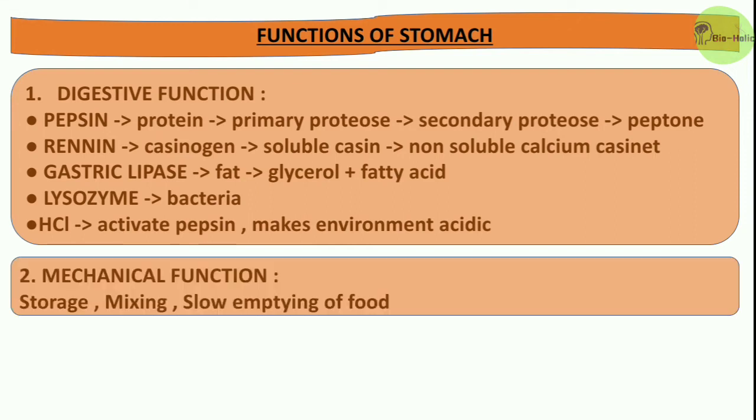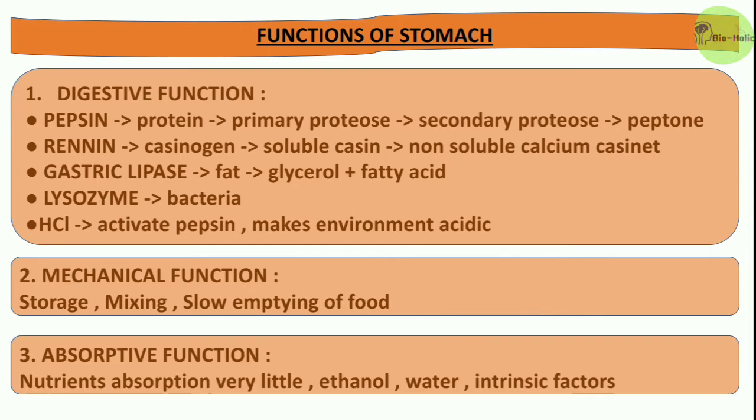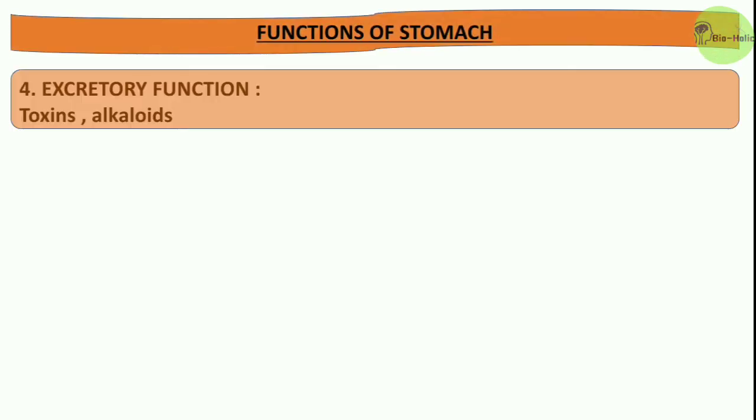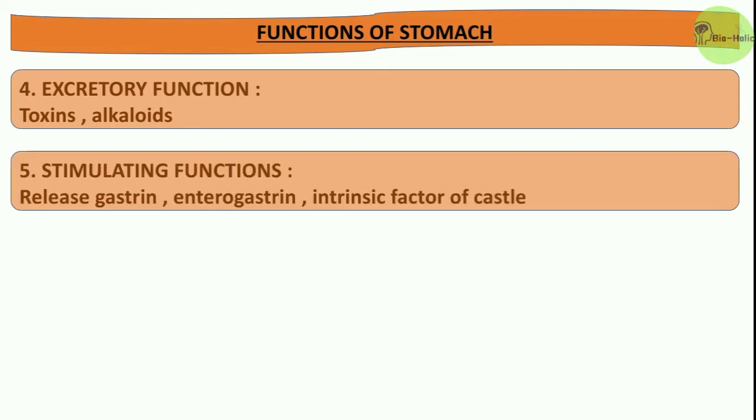Second function is the mechanical function. It includes the storage, mixing and slow emptying of food, which is already discussed before. Third is the absorptive function. The nutrient absorption that happens in the stomach is a very little amount. Some ethanol, water and intrinsic factors are absorbed here. Number 4 is the excretory function. Some toxins and alkaloids are secreted in the part of food from the stomach.